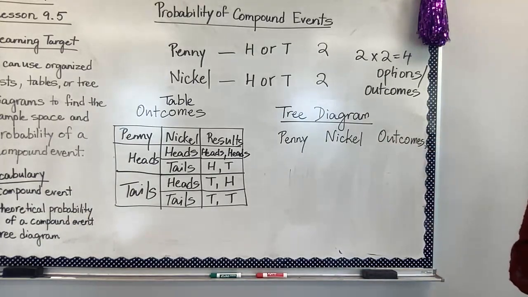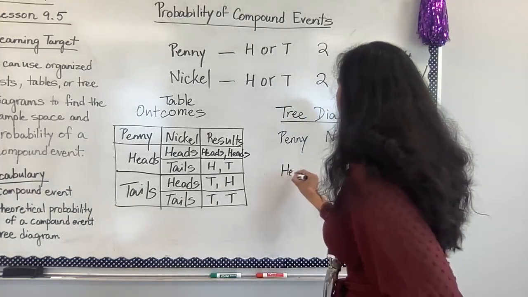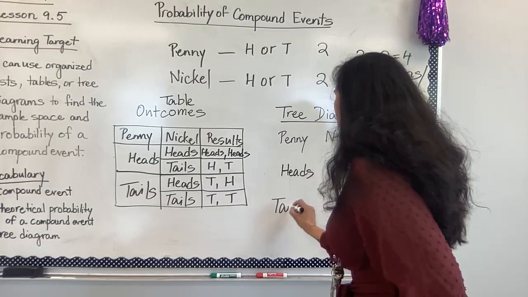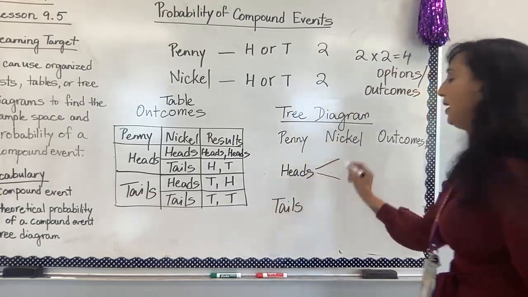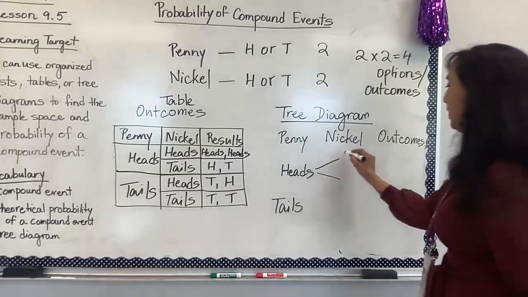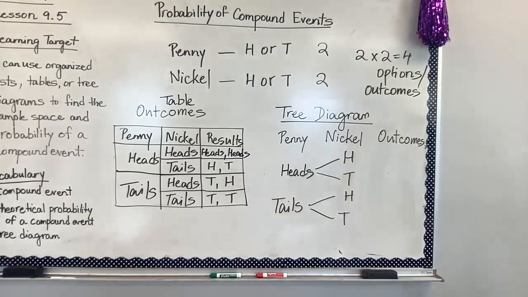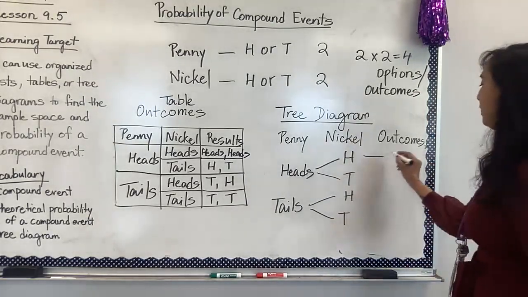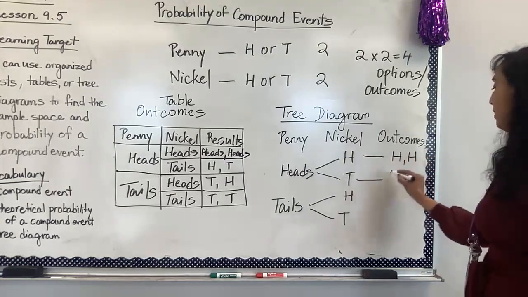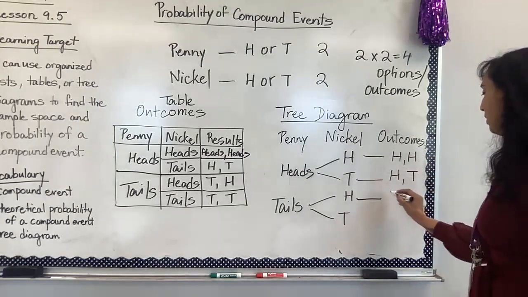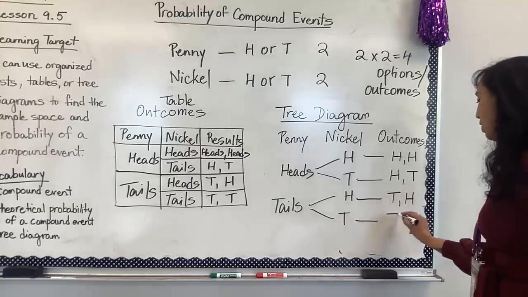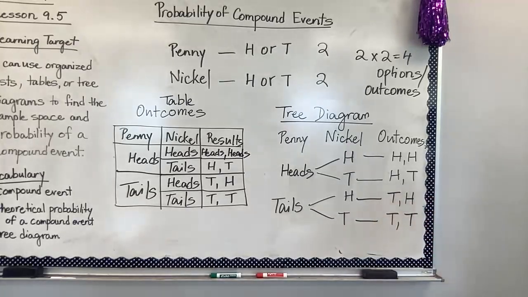All right, so penny is what? Heads and tails. We have heads and we have tails. From this, I can get heads or tails with the nickel, right? Heads or tails. Same thing here. I can get heads or tails. And my different outcomes here: heads, heads; heads, tails; tails, heads; or tails, tails. Okay, so using either method, there are 4 possible outcomes in the sample space.